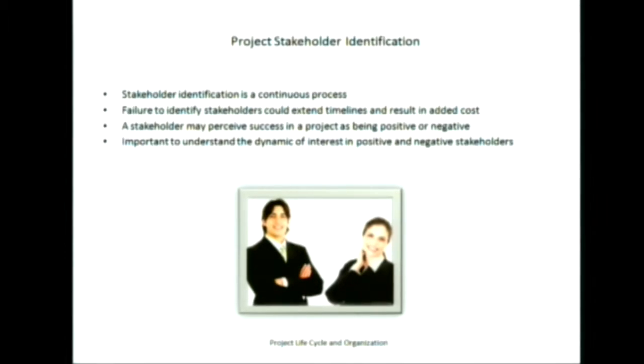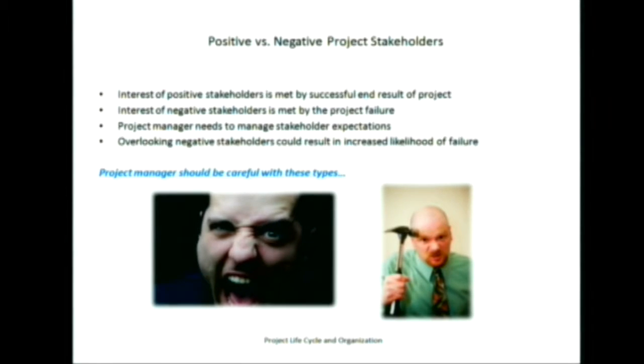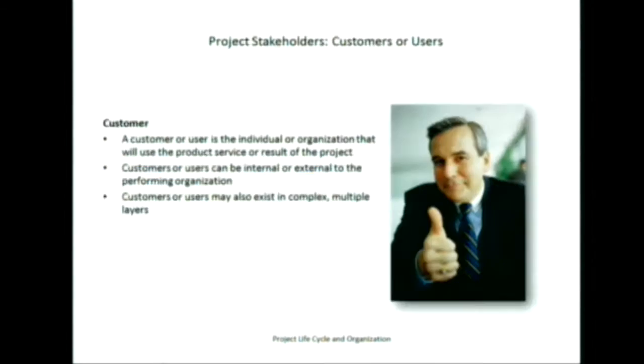It's a continuous process. If you don't identify who these people are, it could come back to hurt you on the project because you could have positive and negative stakeholders. It's important to understand the dynamic or the interest of positive and negative stakeholders in your project. Now look at that fellow with the hammer. Doesn't he look really happy with that hammer? Kind of threatening you, he's going to use it on your head. The project manager needs to be careful with those negative ones. I know it's not that extreme in the real world, but we do have people that are extremely negative. So be aware of your stakeholders, positive versus negative.